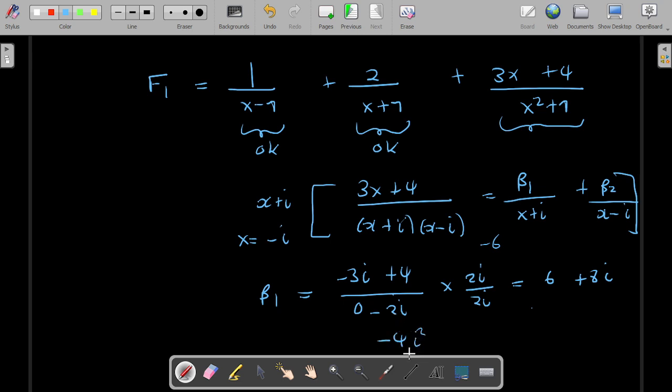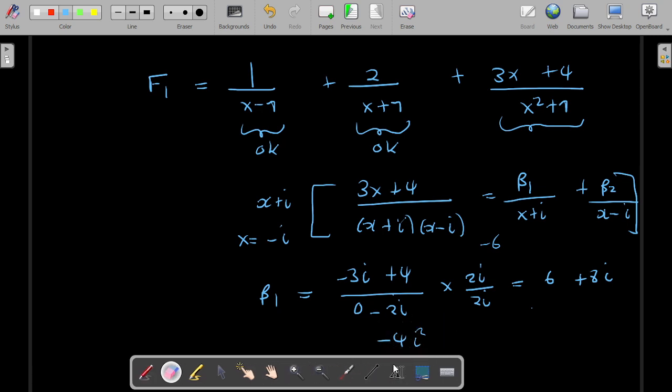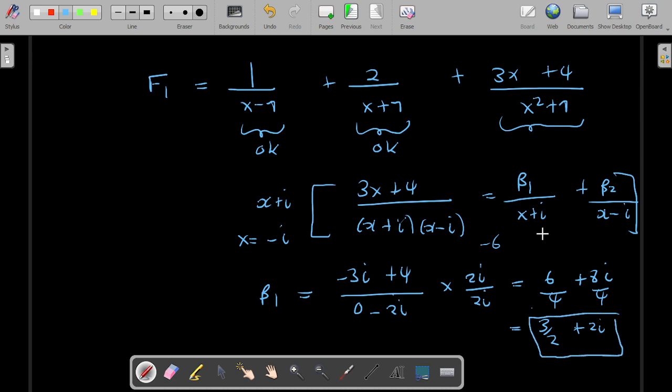Now i squared is minus 1. Now minus 1 multiplied by minus 4 is going to be positive 4. Now that is good. Now here we're going to have positive 4, right? And then we divide that positive 4 throughout, like so. Now here we should get 3 over 2, and then here we should get plus 2i. So that is going to be our beta 1.